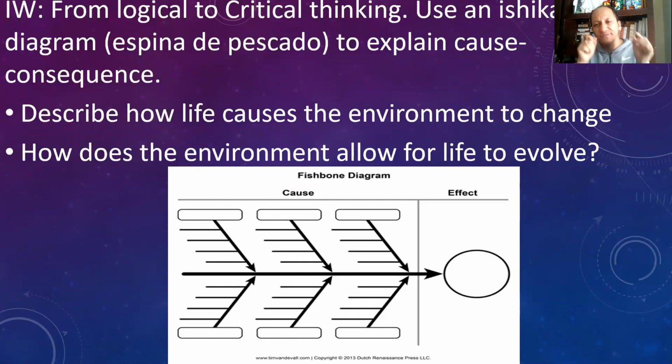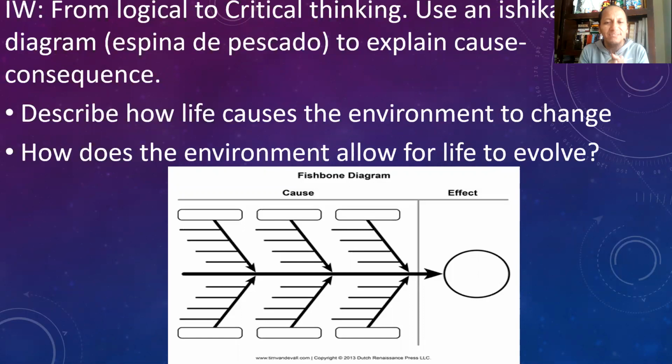Remember, talk about cause and consequence as in the graphic I showed you before. And also, I wanted to use that graphic to explain how the environment allows life to evolve. How does the environment allow life to evolve? Think about these two questions and then complete the fishbone diagram, okay?